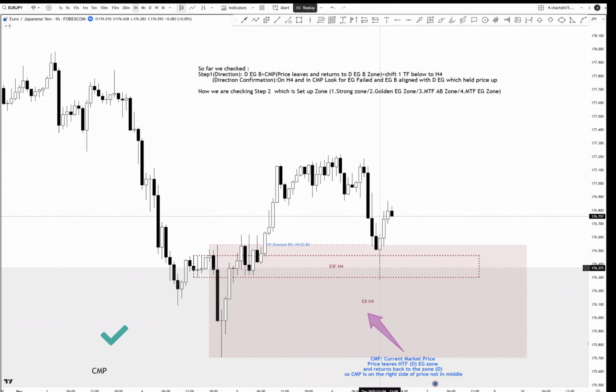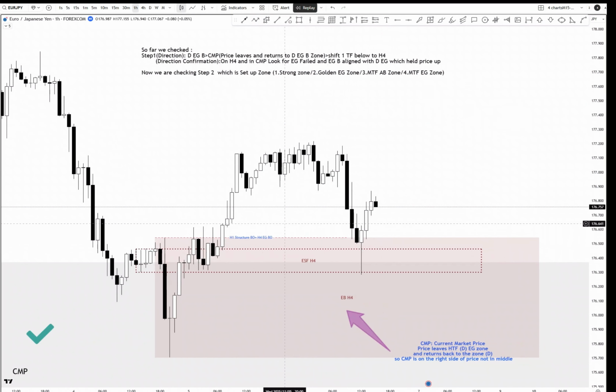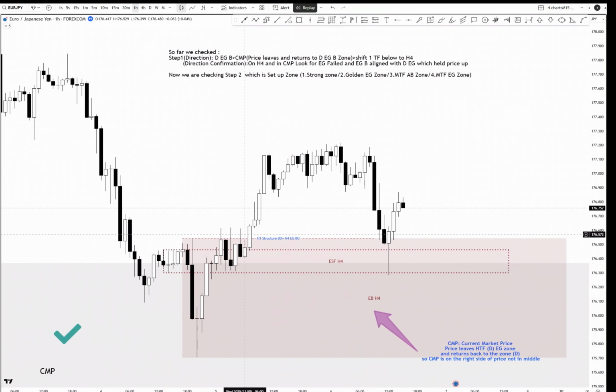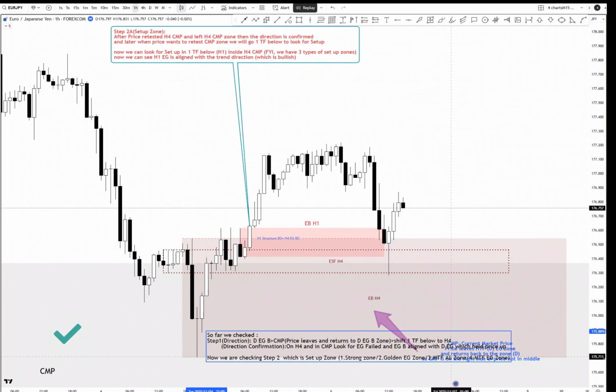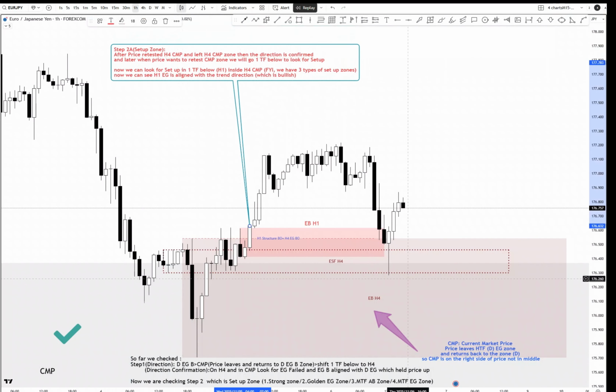Now that we have this zone again retested, but the point is that before it retests this area, when it is leaving, it is confirming our engulfing on 4H. Now, at the same time, on 1H, we have also engulfing buy. This is the area, right? When it is breaking, we have engulfing buy, right? So here, so far we have done this. So here, after price retested H4 here, as you see, and left the H4 zone, as I said, then the direction is confirmed, right?